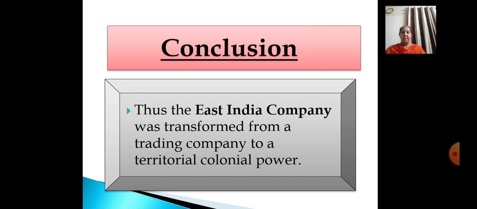Combined with its direct influence on the remaining territory and the population of the country, the East India Company had virtually the whole of India under its control.